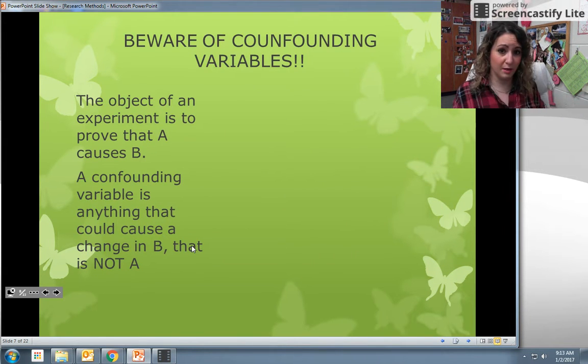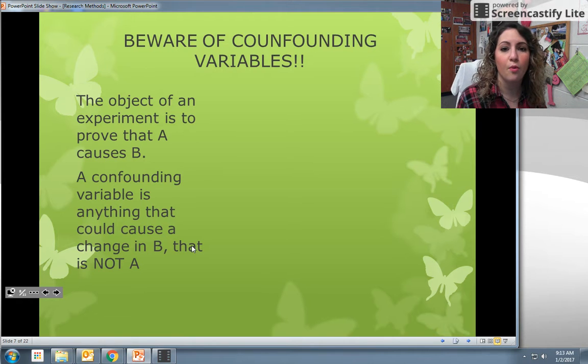Okay, there are also other variables. Those are the main two, the independent and the dependent, but you also want to be aware of something called a confounding variable. So let's say that the object of the experiment is to prove that A causes B. A confounding variable is anything that would cause B that's not A.